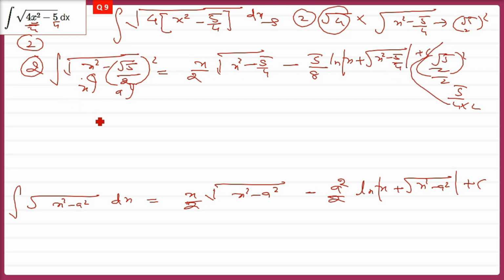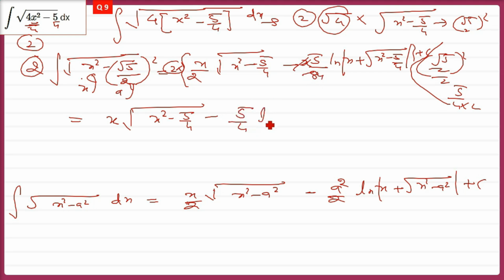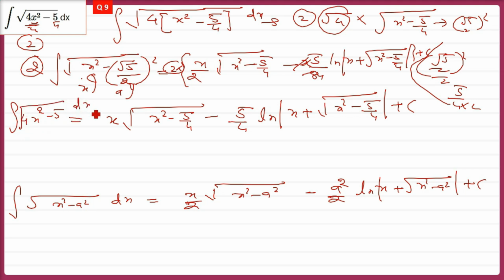We have already arrived at the answer, but there is just a bit. I told you the 2 I am going to introduce just now. 2 into x by 2 will be x only, under root x square minus 5 by 4. 2 will be multiplied by 5 by 8 also. So 2 4s are 8, it will give you 5 by 4 ln modulus of x plus under root x square minus 5 by 4, and then a constant of integration. So this is ultimately the integration of under root 4x square minus 5 with respect to dx.